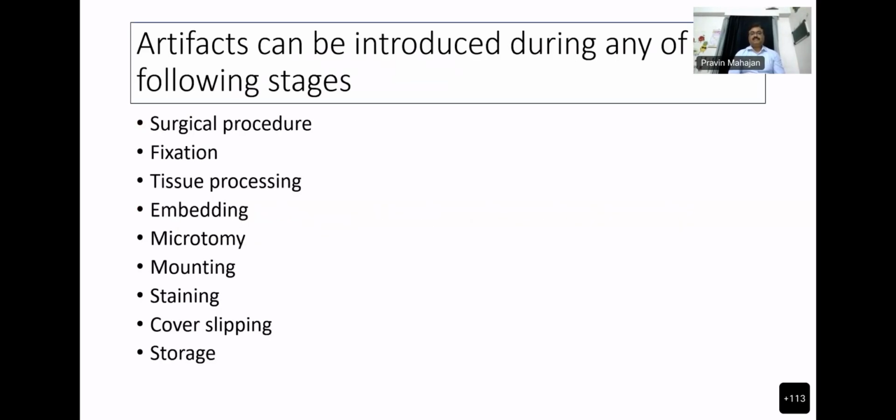Now, artifacts can be introduced in the tissue during any of the following stages. It's right from the surgical procedure, or a radiological procedure where you are removing a small biopsy or taking the entire tissue out. It can be during the fixation process. It can be during tissue processing, embedding, microtomy, mounting, staining, cover slipping, and even during storage, you can get some artifacts within the tissue.